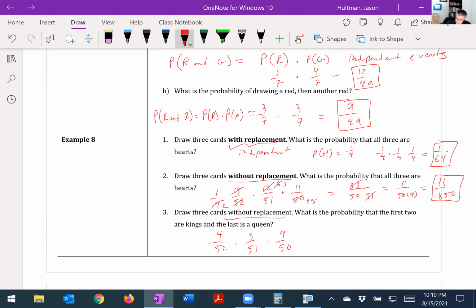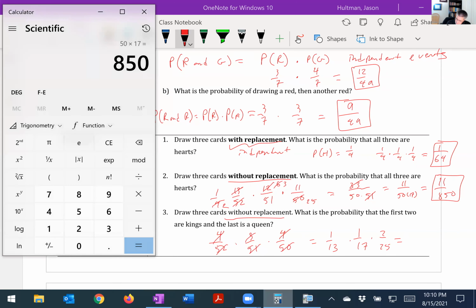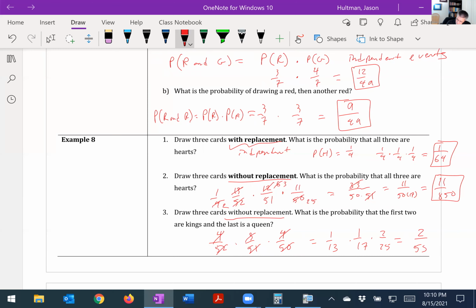Now all we have to do is reduce this. 4 out of 52 is 1 out of 13. 3 out of 51 becomes 1 out of 17. And 4 out of 50 becomes 2 over 25. So if I multiply the bottom together, 13 times 17 times 25 is 5525. So this is 2 over 5525.